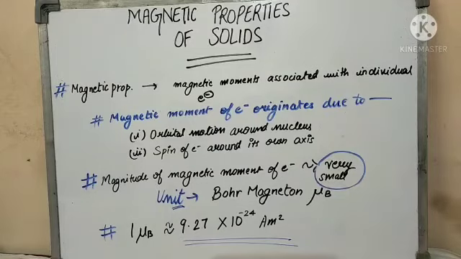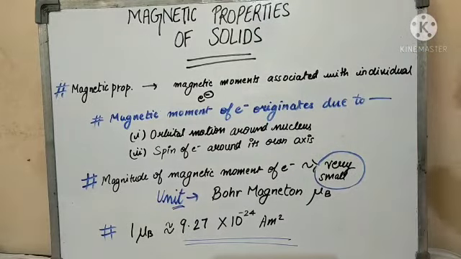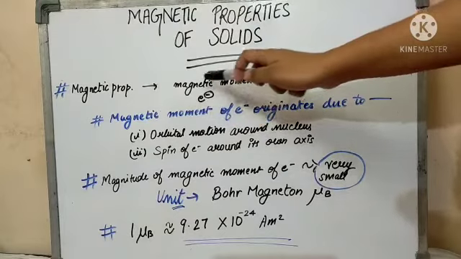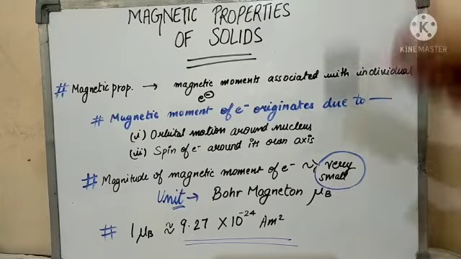Good morning everyone. Today I will explain to you the topic magnetic properties of solids. Magnetic properties of a particular material are due to the electrons present in it, as the electrons have a particular magnetic moment, and that magnetic moment originates in an electron due to their constant motion.